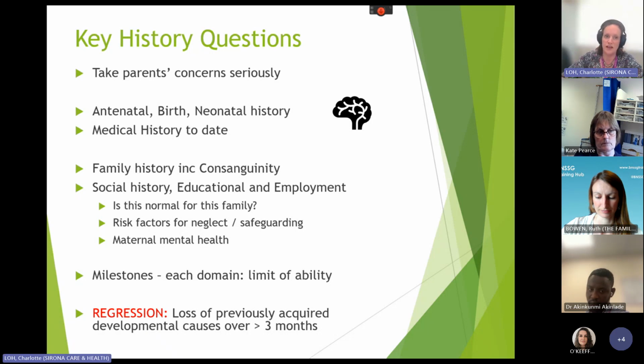Then, further history questions, we'd think about milestones. A way of structuring this would be looking at each domain and saying, yes, they can do this, but they can't do this, so you can pinpoint where their developmental ability is. And importantly, it would be very rare, but if there's regression, which is by definition loss of previously acquired developmental milestones over three or more months, this is really important and merits an urgent referral.